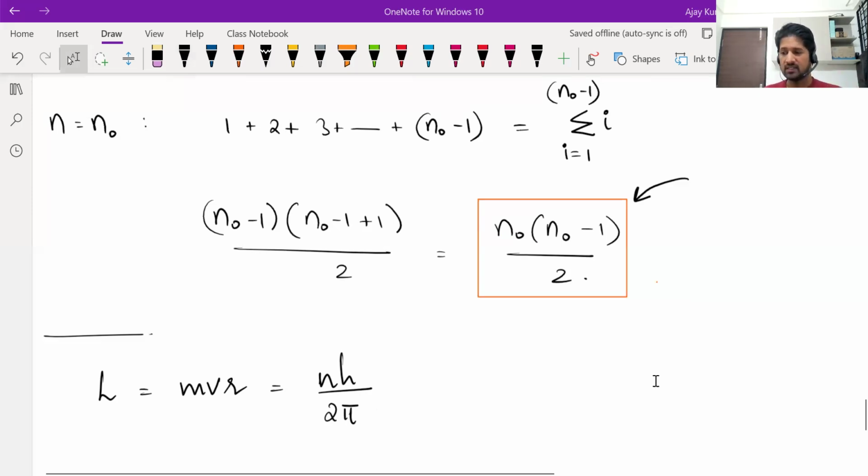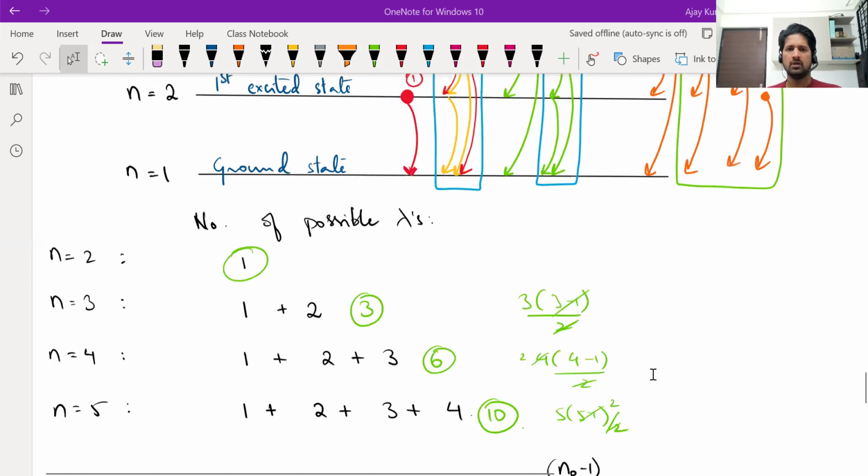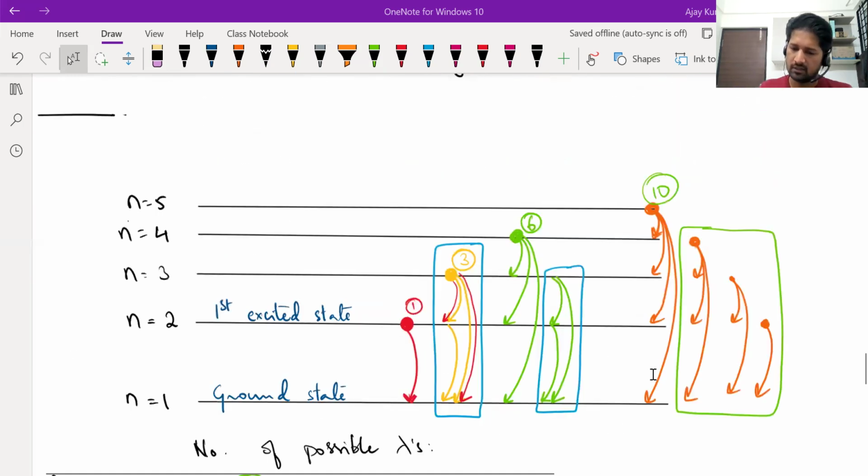See, this formula doesn't require the final orbit number to be 1. This formula just tells you how many different jumps are possible while going down from a certain higher state. If you want to eliminate some possibilities, then you will have to subtract, that's all. Suppose you want to know how many different jumps are possible when an electron goes from n is equal to 5 to n is equal to 3.